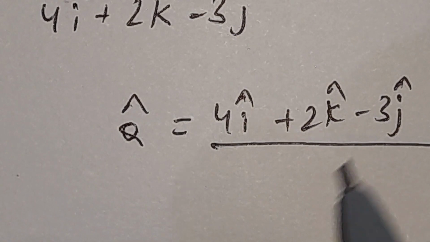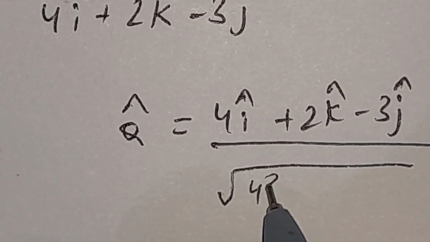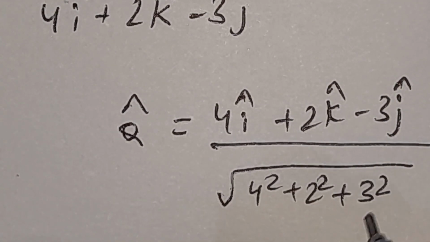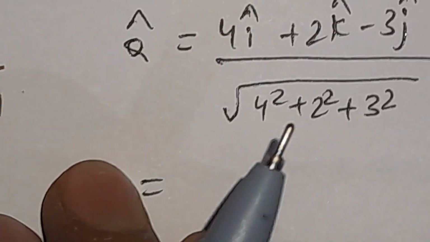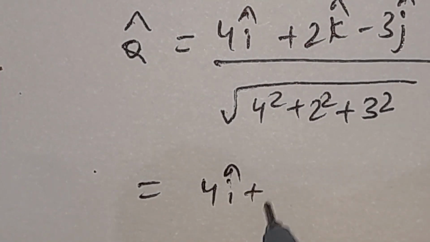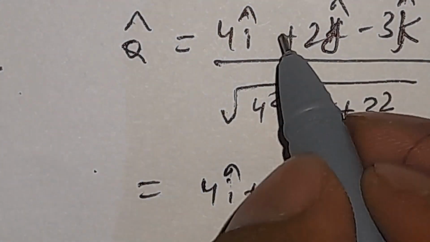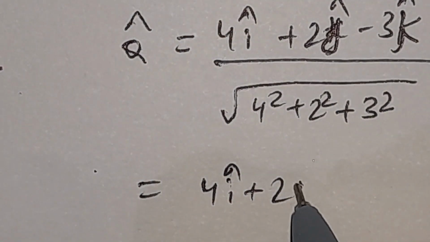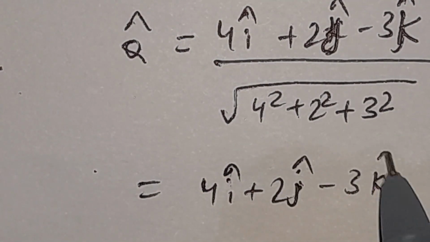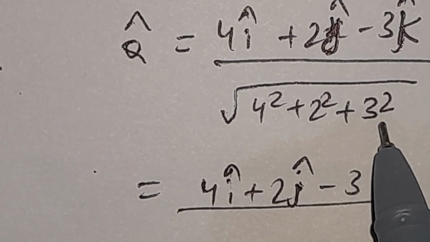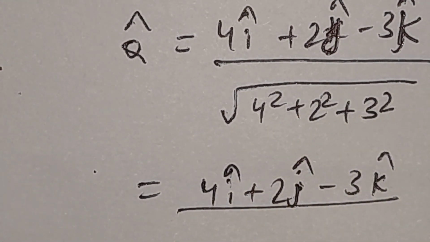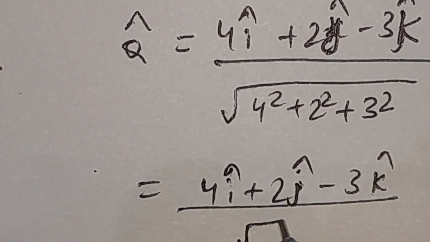Its magnitude will be under root 4 square plus 2 square plus 3 square. So this is 4 i cap plus 2 j cap minus 3 k cap. This is j and this is k. So 4 i cap plus 2 j cap minus 3 k cap upon under root 4 square plus 2 square plus 3 square will be, this is 16 plus 4 plus 9. This will give us 29, under root 29.